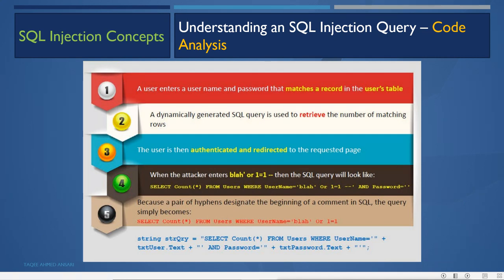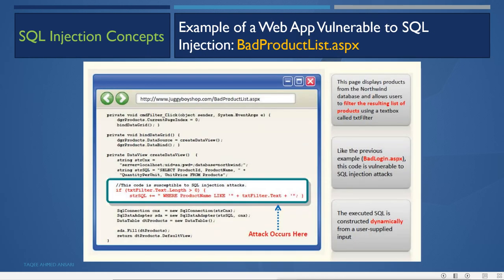Now, an example of a web app vulnerable to SQL injection. This is a bad code. It is vulnerable because it is doing what? It is adding this as a simple query and it is not validating here. Basically it is not validating here. And because of no validation, the attack happens in this field.